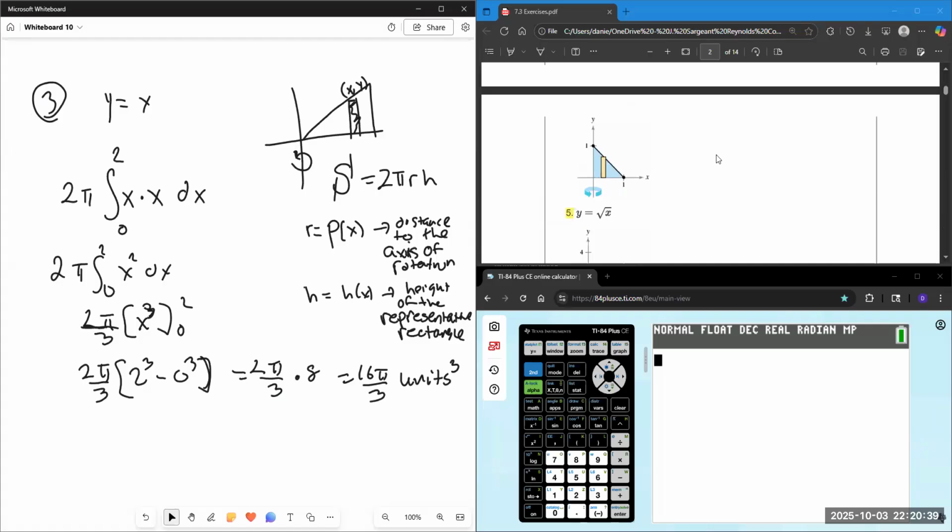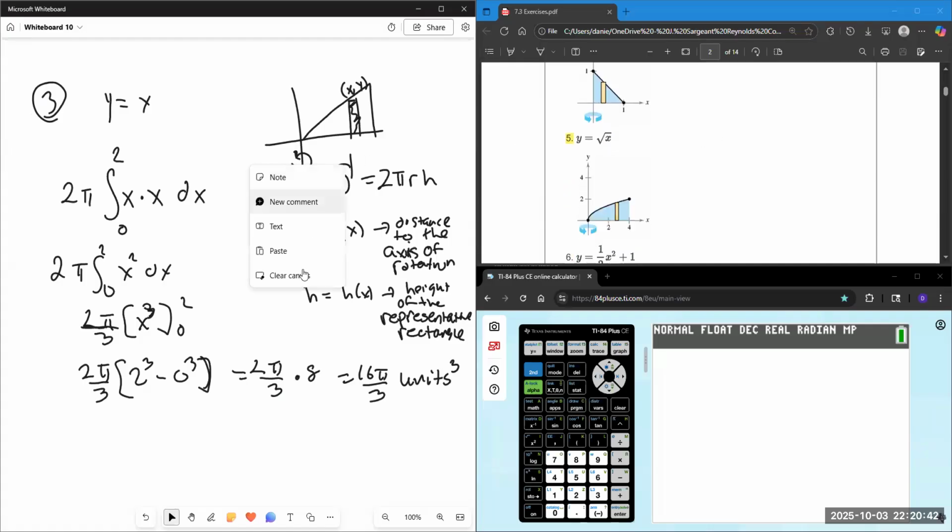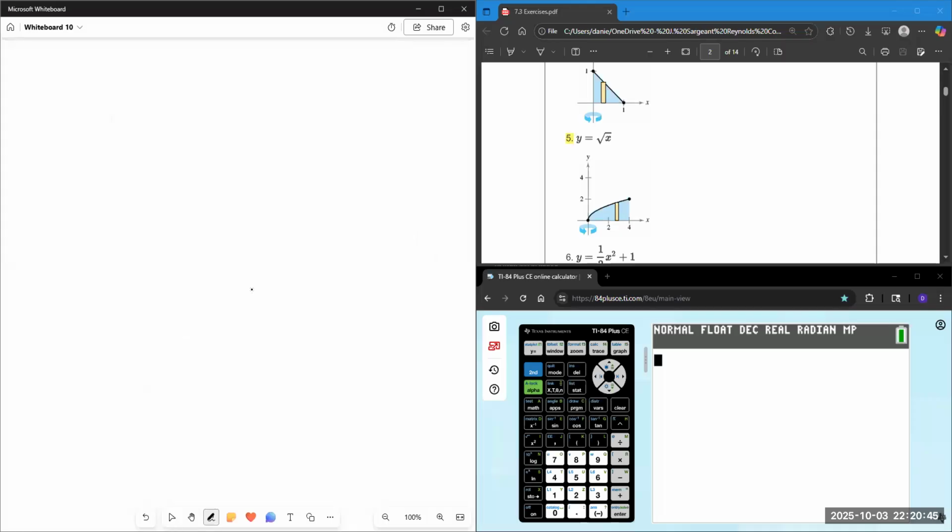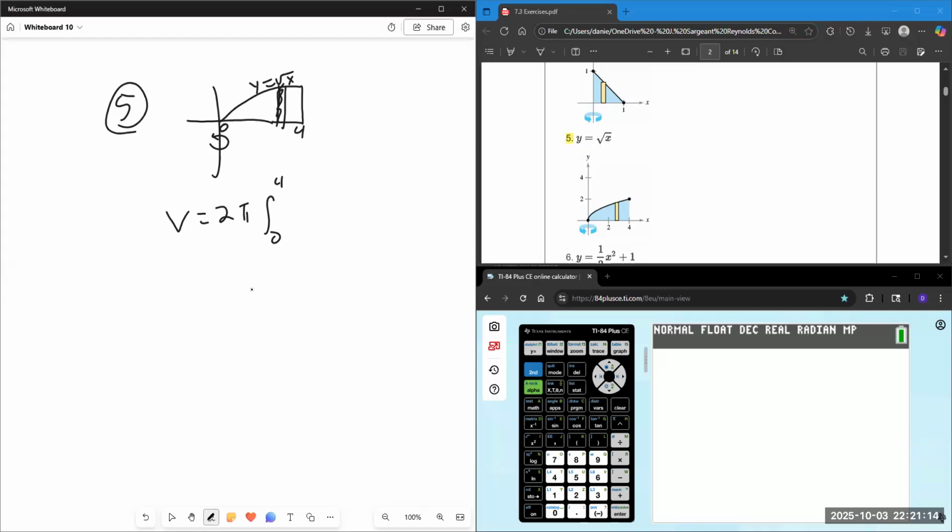Let's look at number 5. And we have y equals the square root of x. Representative rectangle is this way, and we're going from 0 to 4. So volume is 2 pi, 0 to 4. Distance is x. Height is square root of x dx.